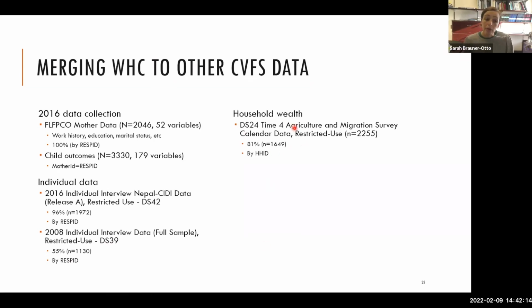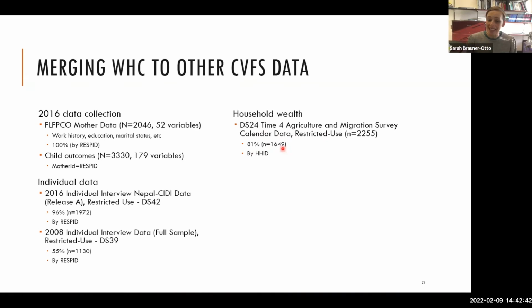For household information, in preparing for this presentation, I tried to merge the work history calendar data to what I thought was the time for agricultural migration survey calendar data. So I was only able to successfully merge 81%. But I'm not quite sure why.